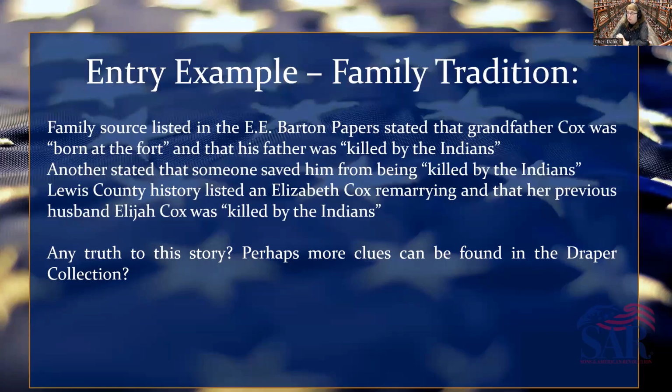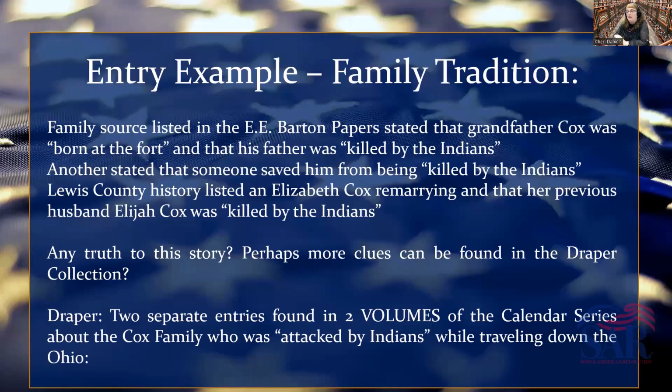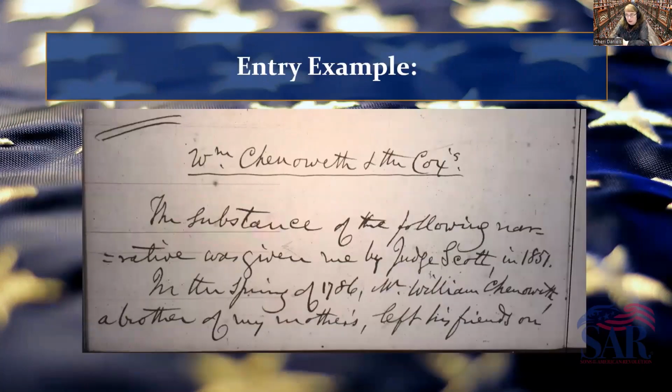Perhaps more clues can be found in the Draper collection. When I started looking in the indexes, there were two separate entries found in two volumes of the calendar series about the Cox family. Each entry said it was a Cox family who was attacked by the Indians while traveling down the Ohio. This is just an example of what that looks like once I took the address and went to the microfilm reel. This is an interview done, William Chenoweth and the Coxes.